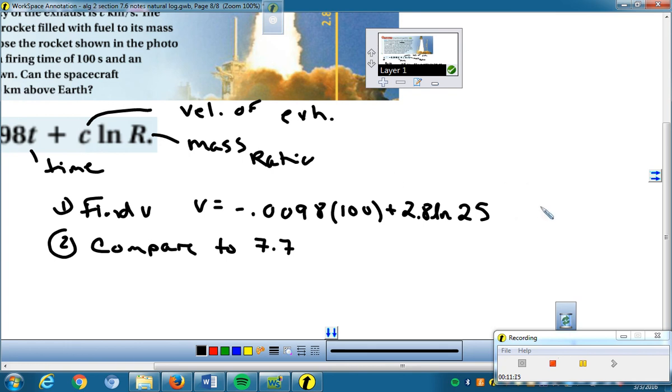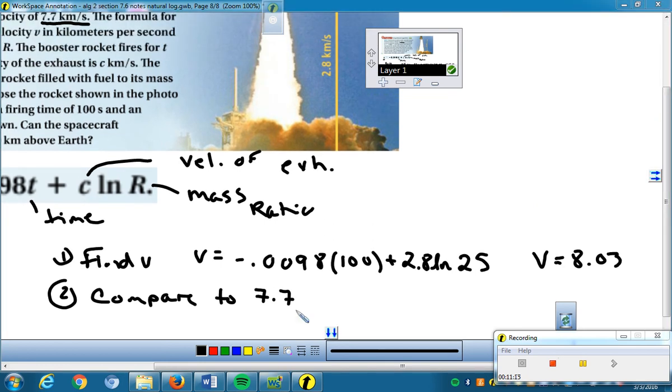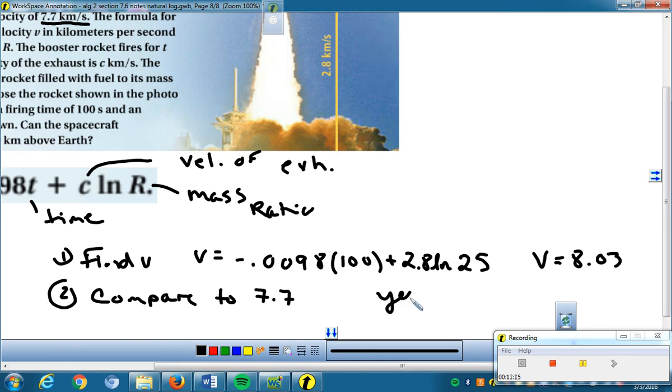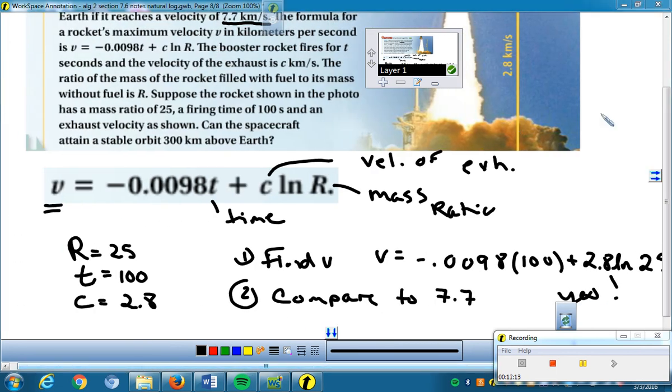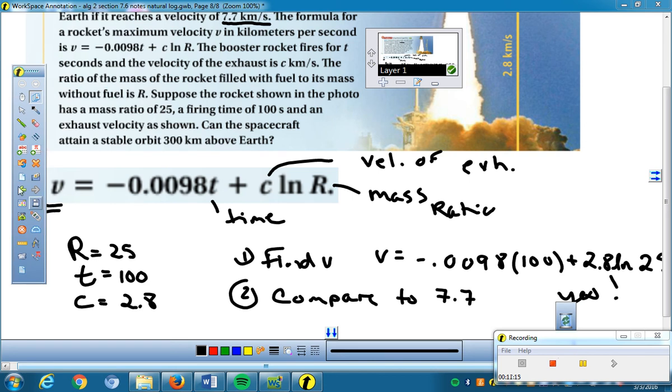So what is our velocity? 8.03? Do we agree? So, can they sustain orbit 300 kilometers above the Earth? They have to be at least 7.7. All right? Questions on that one? No. Okay. So even though there are a lot of words, it's a simple plugging in problem. You should have no trouble with that. All right, that's it for now.